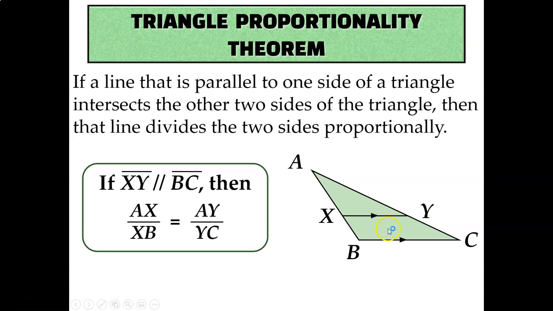So since XY is parallel to one of the sides of the triangle, we would know that AX over XB is equal to AY over YC.